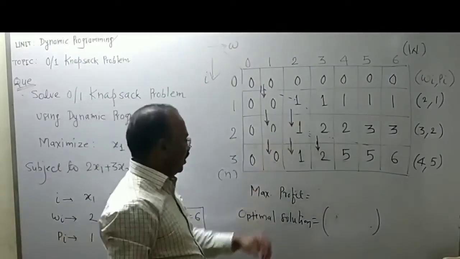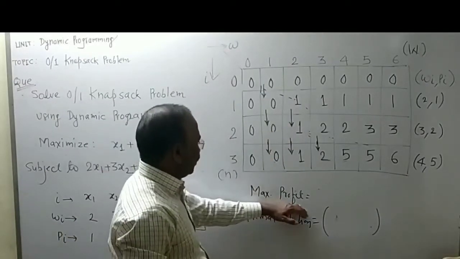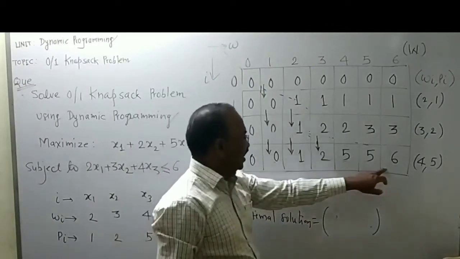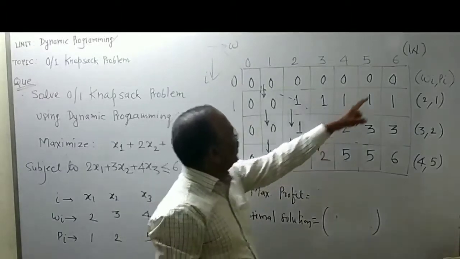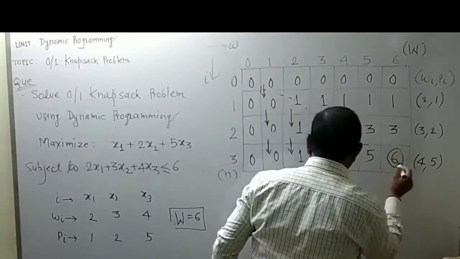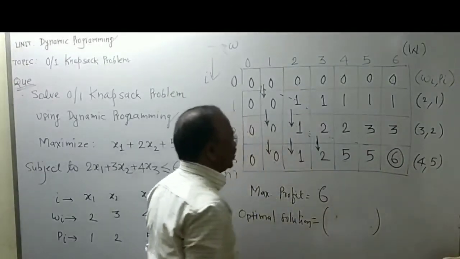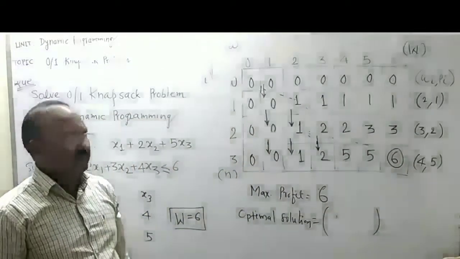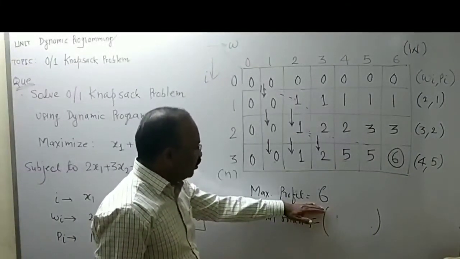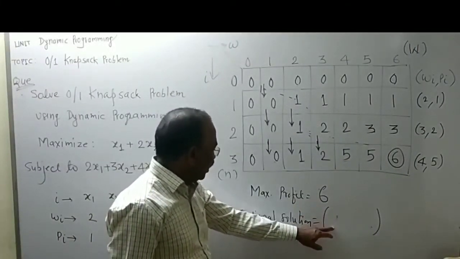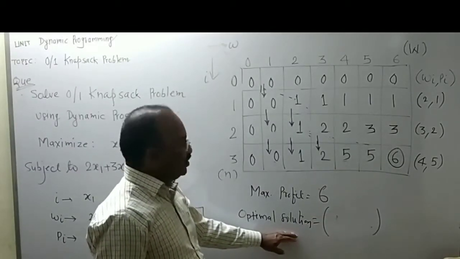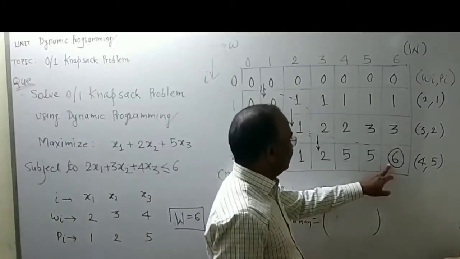Now from this table we get the maximum profit. To get the maximum profit, consider the last cell, that is the last row and the last column, means this cell, and the value is 6, and this 6 is nothing but the maximum profit. Now once we have got the maximum profit, find out which objects are included in the optimal solution by traveling from this cell.